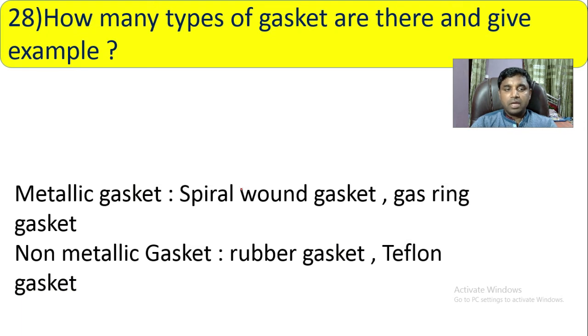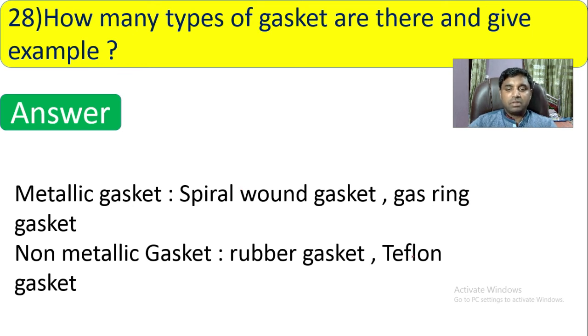Question number 28. How many types of gasket are there and give example? So the answer is metallic gasket, that is spiral wound gasket, ring gasket. You can say in metallic gasket. In non-metallic gasket, you see the rubber gasket and the Teflon gasket. So two types of gasket are there. One is metallic, another is non-metallic.